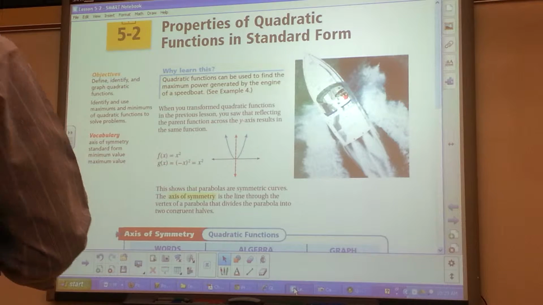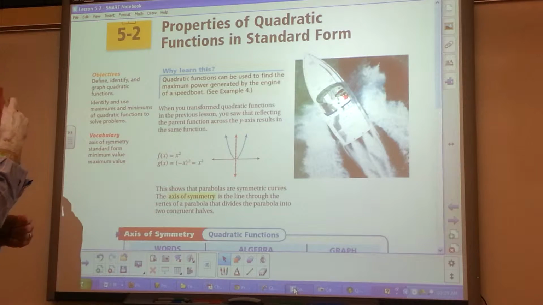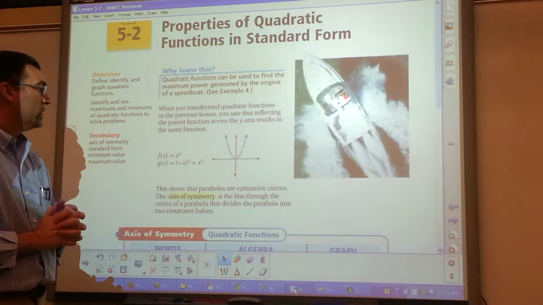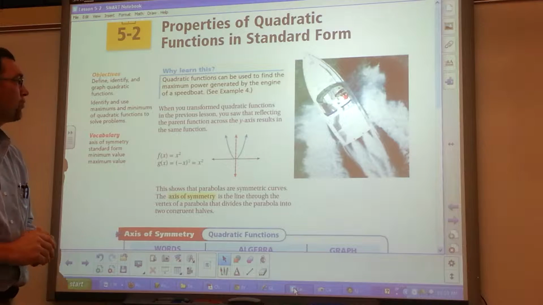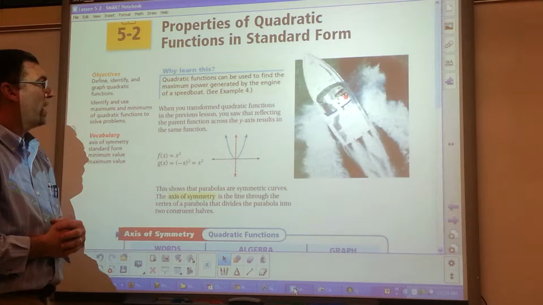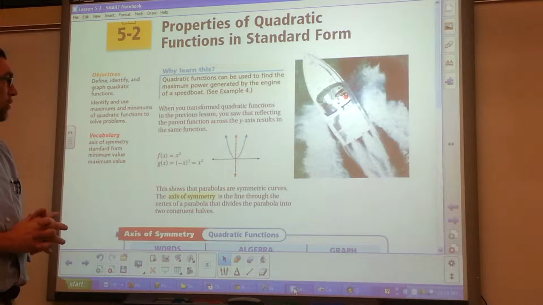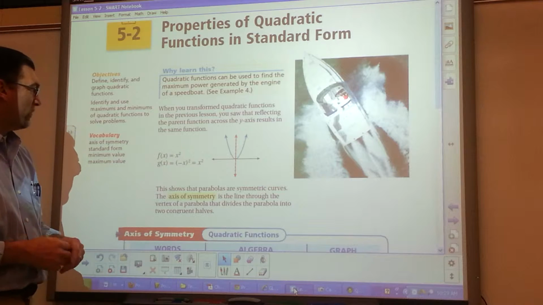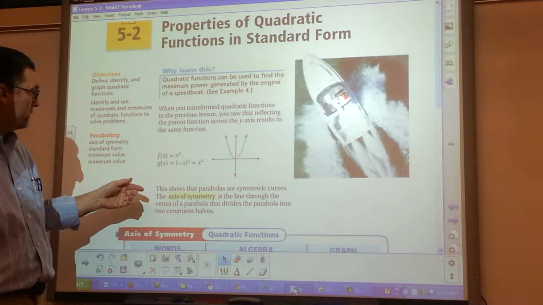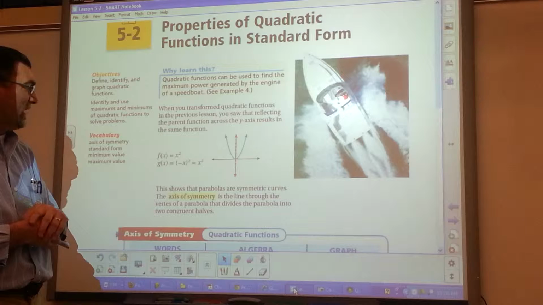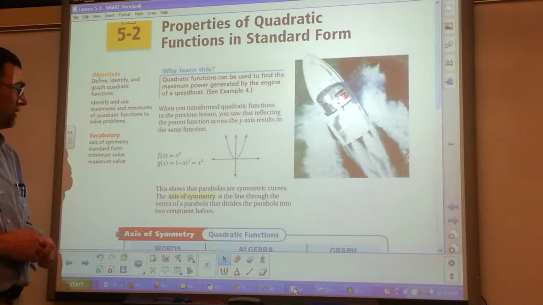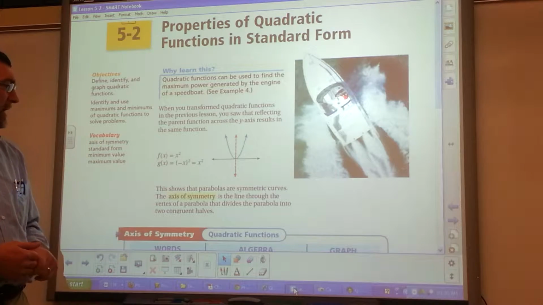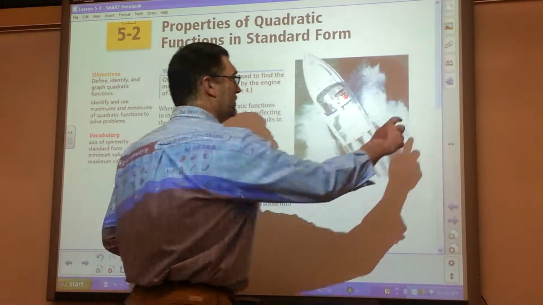Okay, so today we're going to talk about the properties of quadratic functions in standard form. We've been looking at them in vertex form, so now we're going to look at them in standard form. When we transformed the quadratic functions in the previous lesson, we saw that reflecting the parent function across the y-axis resulted in the same thing. So f of x equals x squared, g of x equals negative x, that quantity squared, equals x squared. Which means that the line through the vertex of the parabola is called the axis of symmetry.